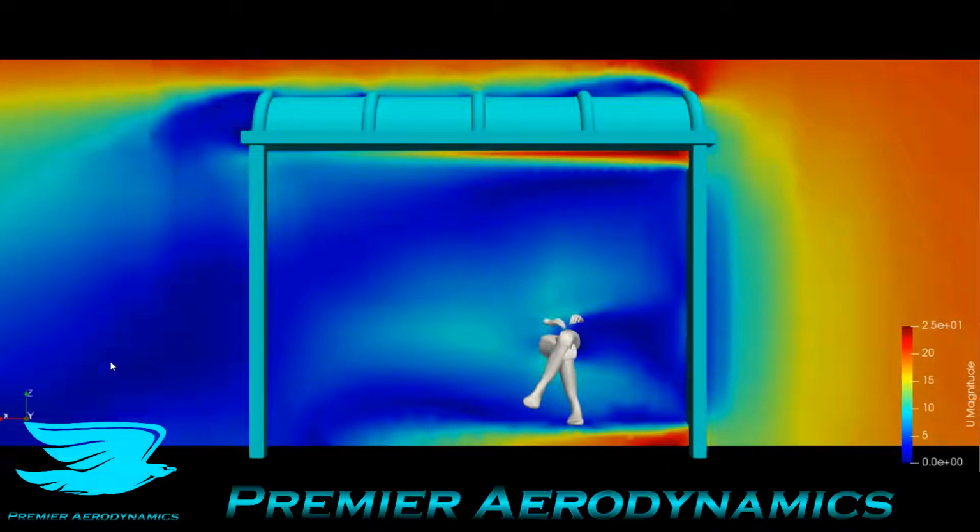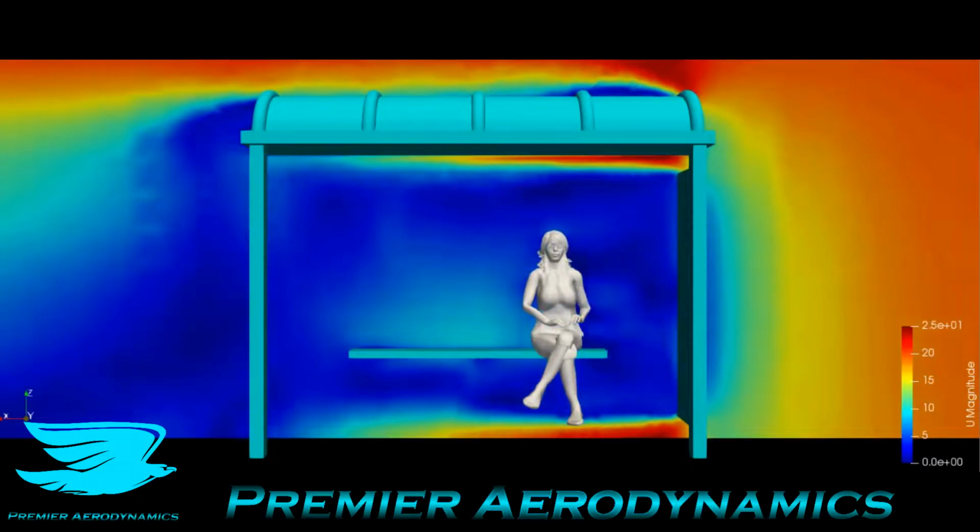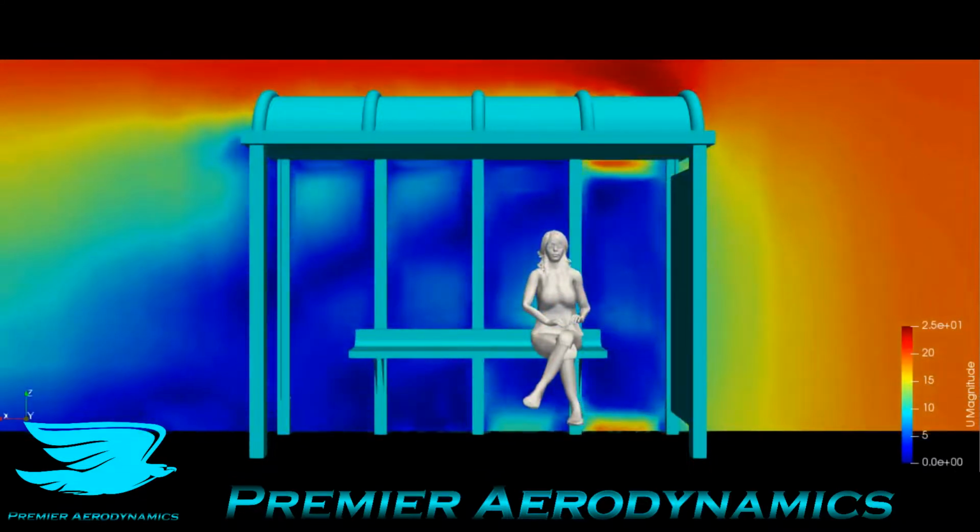Behind the shelter there's quite a lot of low velocity, a really big wake, and you get the flow zipping underneath and over the top really fast. And even here, we're pretty much behind the shelter now, and it's still quite slow moving flow.